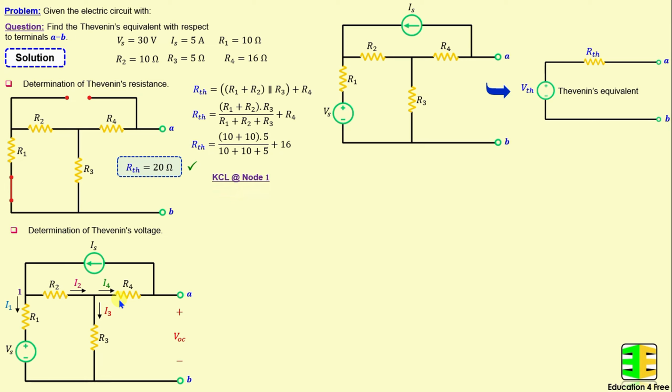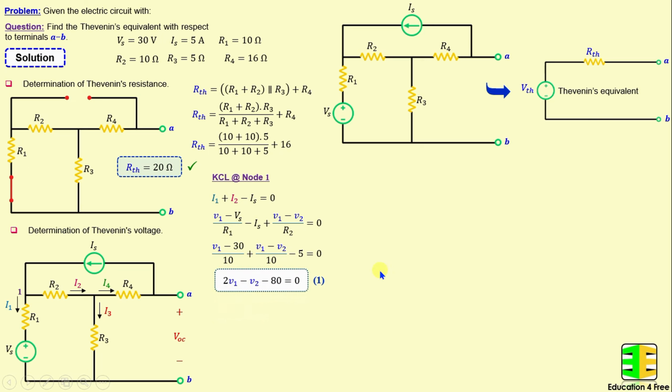By applying now Kirchhoff's current law at node 1, we can write I1 plus I2 minus Is is equal to 0. And according to Ohm's law, I1 is equal to (V1 minus Vs) over R1 and I2 is equal to (V1 minus V2) over R2. And if we replace the resistors and the voltage with their numerical values and we continue simplifying this equation, we obtain 2 times V1 minus V2 minus 80 is equal to 0.